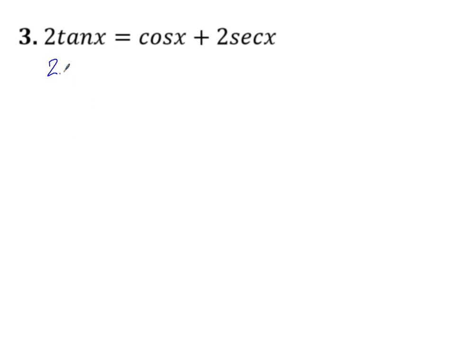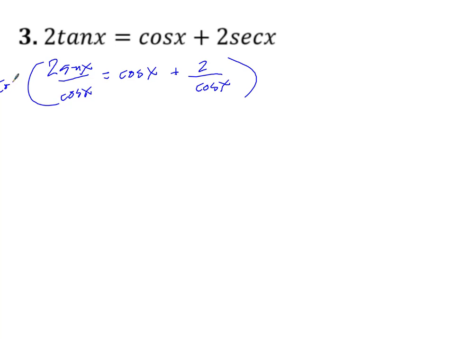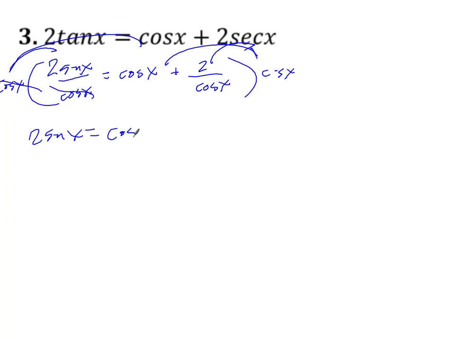So this one, once again, I'm going to change to sine and cosine. That's 2 over cosine of x. So once again, I'm going to multiply every term by cosine on both sides. These cancel out, so I end up with 2 sine of x equals cosine times cosine, which is cosine squared of x. And then these cancel out, plus 2.